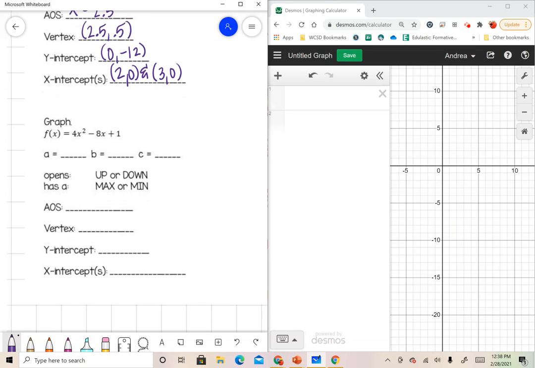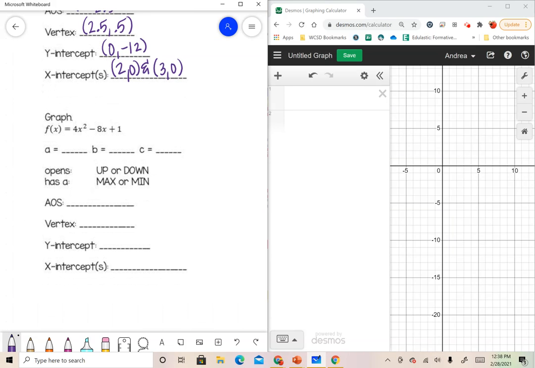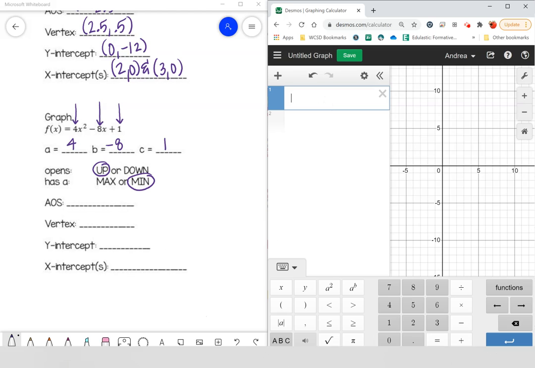All right, last graph is in standard form. So we have an A, we have a B, and we have a C. A is always your coefficient of x squared. So in this case, it's 4. B is your coefficient of x, so that's negative 8. And C is my constant number by itself, so that is 1. A is positive, so it's going to open up, which means it's going to have a minimum. I'm going to go ahead and put it straight into Desmos.